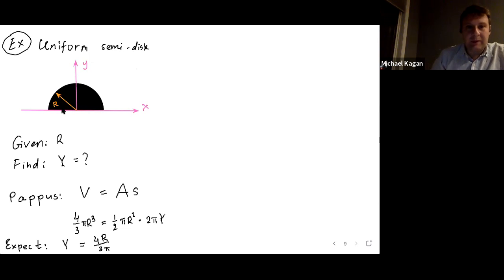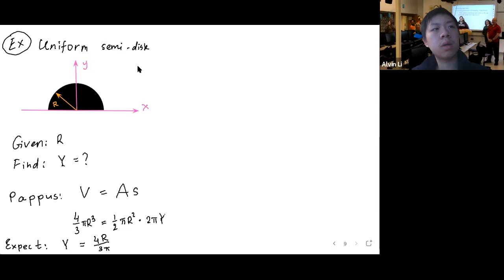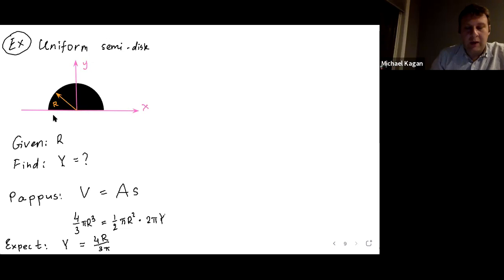Let me tell you what I'm thinking here. Since we know everything about a semi-ring, let's visualize this semi-disk as a collection of semi-rings, ranging in size from 0 to R. Okay, so let me just pick some representative semi-ring, this guy.